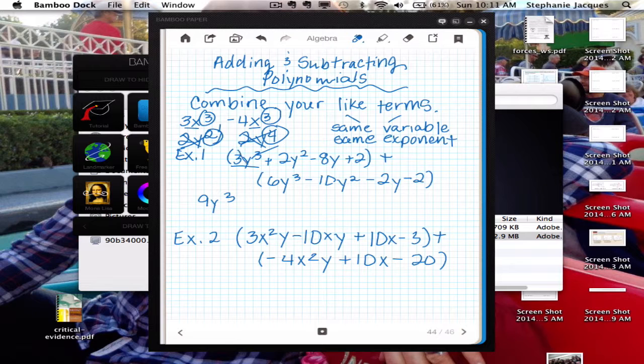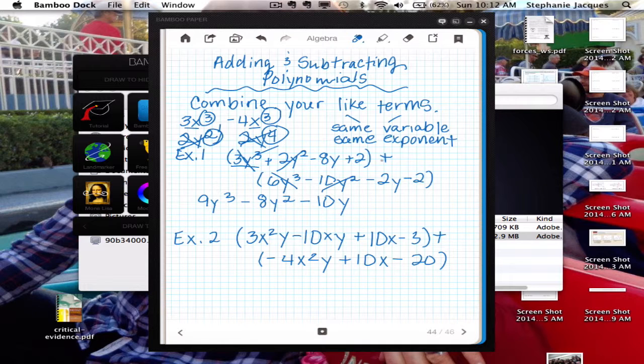And if I want, when I'm done, I can X them out to know that I'm done with those. Now I go to my next one, 2y to the second. I look down in my other group of polynomials, and I see where a y to the second is. And I have negative 10y to the second. So 2 minus 10 is negative 8y squared. Now I go negative 8y, and I'm going to add that to a negative 2y. So I have 8 negatives and 2 negatives, so that gives me 10 negatives.